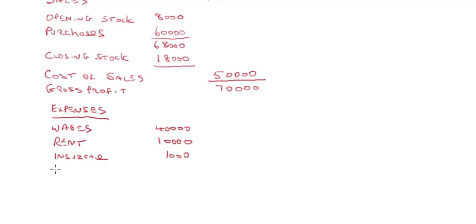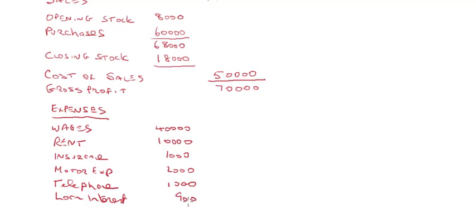The motor expenses, 2,000. The telephone is 1,000. The loan interest, not the repayment, remember, just the interest bit, that's the cost of borrowing the money, 900. And of course the depreciation is an expense, but as you know, it doesn't come out of the bank or anything. They don't pay for depreciation, it's just an accounting adjustment.